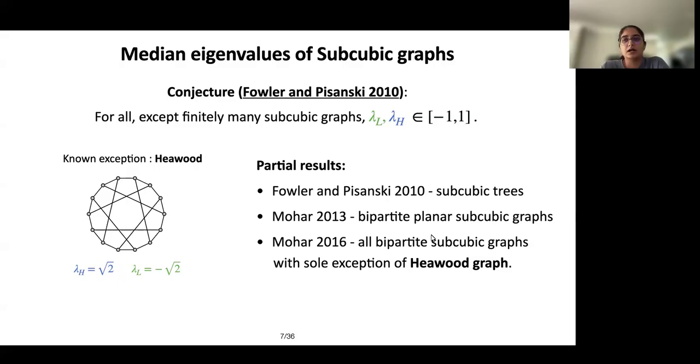Mohar in 2013 extended this result to include all bipartite planar subcubic graphs with no exceptions. And in 2016, he showed that all bipartite subcubic graphs follow this conjecture, with the sole exception being the Heawood graph over here. A few other partial results also exist for non-bipartite cases, but the major non-bipartite case remained open for this conjecture. And that is exactly what we settle completely.